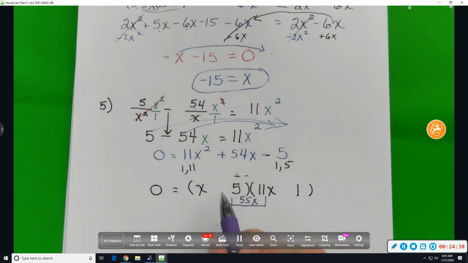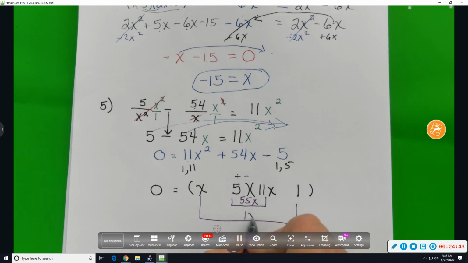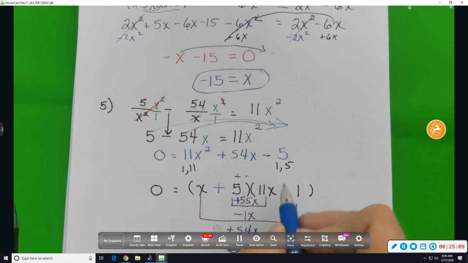We have a 55x, a 1x, to get a positive 54x. The bigger number should have the plus. So we would need positive 55 and a minus 1 to get a positive 54. So right here in front of the 5, what should I put? Plus, and down here, over here, a minus.